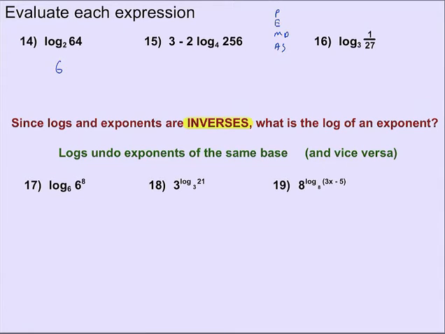So that means I would turn this log base 4 of 256 into a 4, because 4 to the 4th power is 256. But I haven't changed anything else. So this is 3 minus 2 times 4, which is 3 minus 8, which is negative 5.